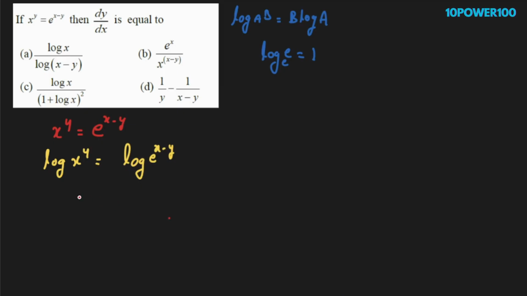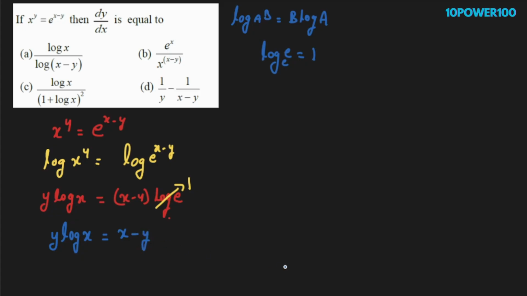Now log x power y becomes y into log x is equal to x minus y of log e. So already you all know, log e value is 1. We get y log x is equal to x minus y.